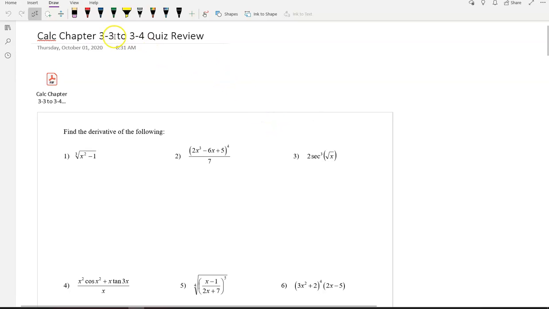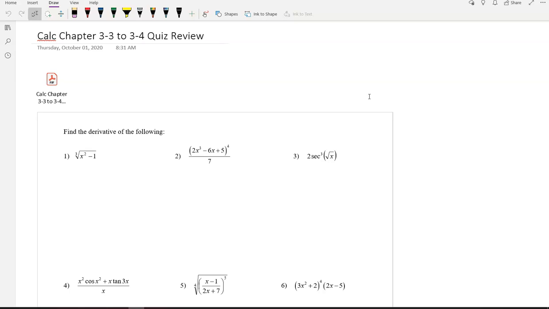Okay, and then 3.3, that was your position, velocity, acceleration kind of stuff too. So you're going to see position, velocity, acceleration questions and derivatives on the quiz. There will be some choice about what questions you get to do. Like, I think there's 10 derivatives and you have to pick 8, or there's 8 derivatives and you have to pick 6 or something like that.